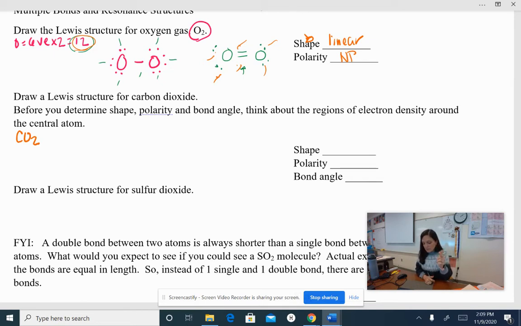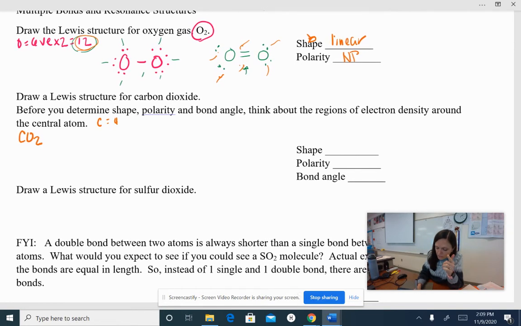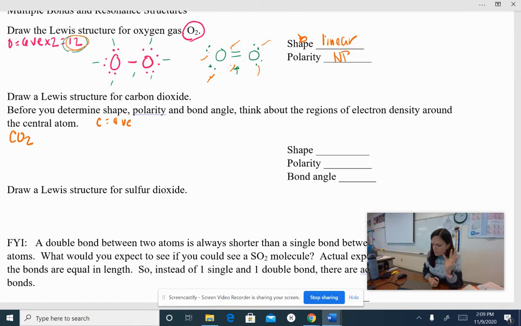Carbon. Hopefully you said carbon. Okay, so let's count up our electrons. So carbon has 4 valence electrons. This should be second nature, hopefully by now.